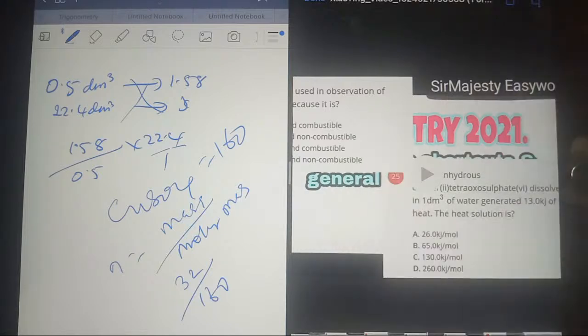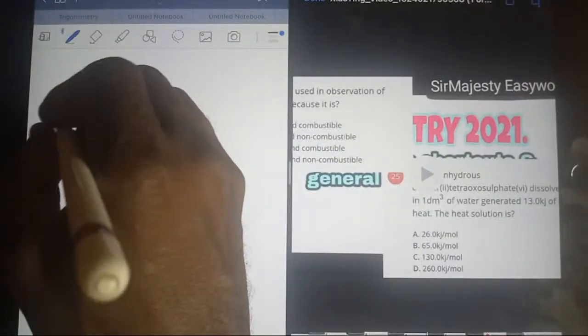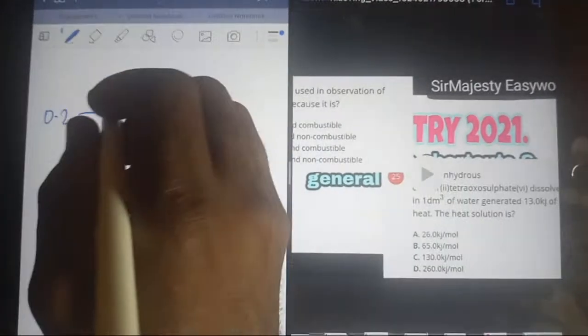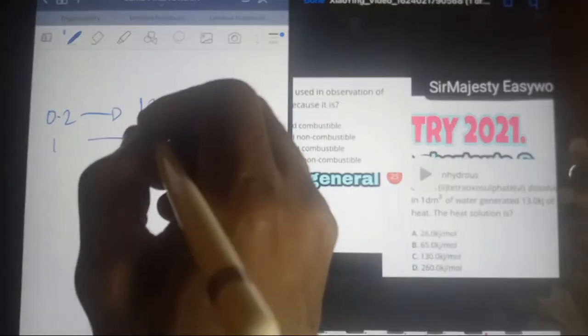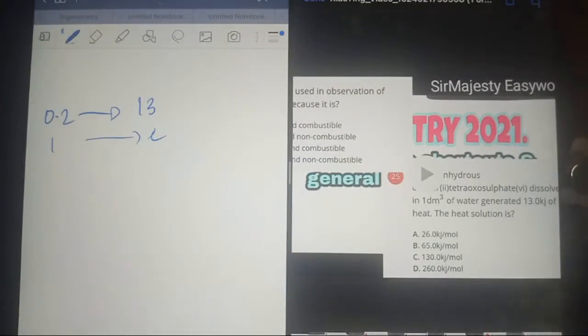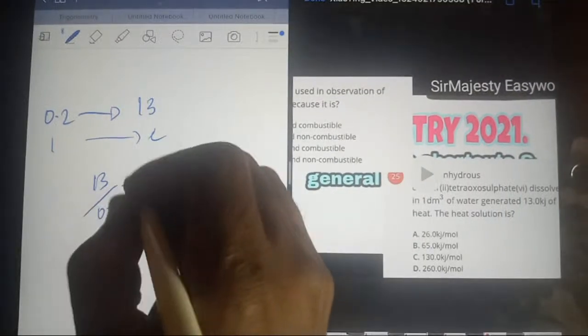So it means that with 0.2 moles we are able to release 13 kilojoules. What will 1 mole release? Let's clean our board. If 0.2 moles liberates 13 kilojoules, what will 1 mole of that particular copper(II) tetraoxosulfate(VI) liberate? It will be 13 over 0.2 times 1.